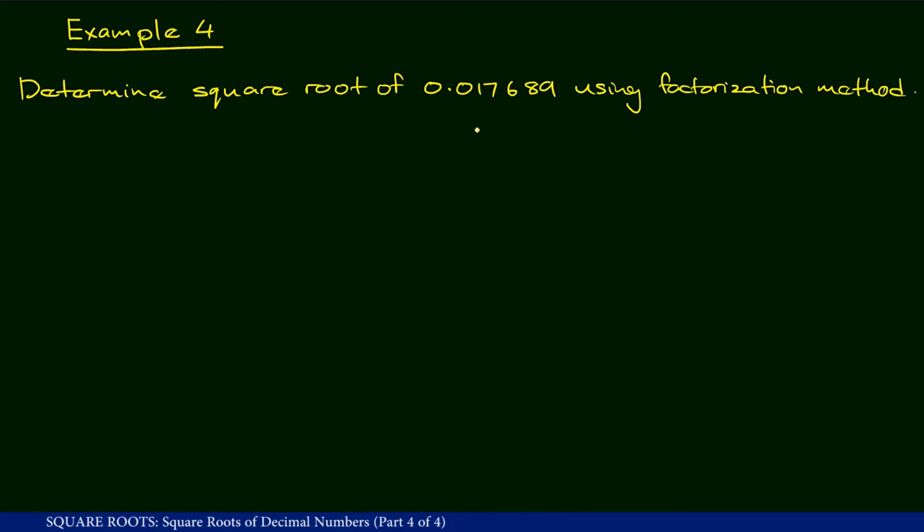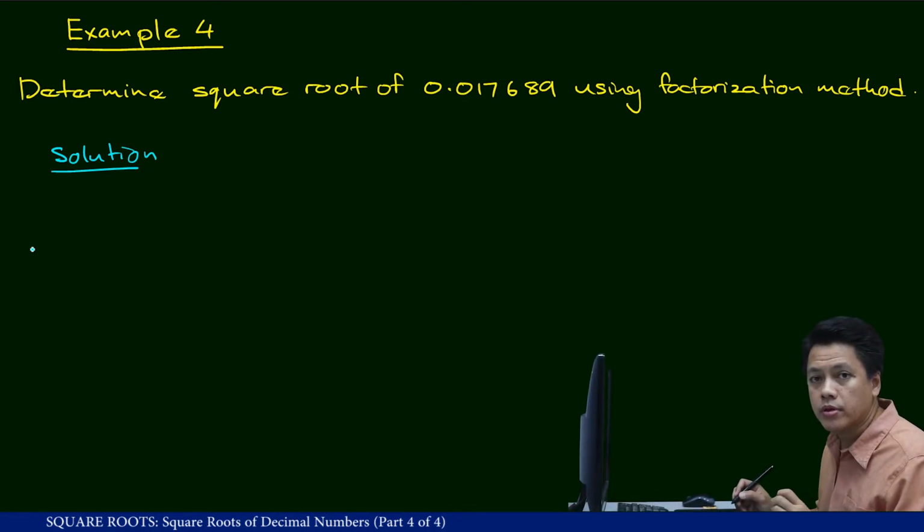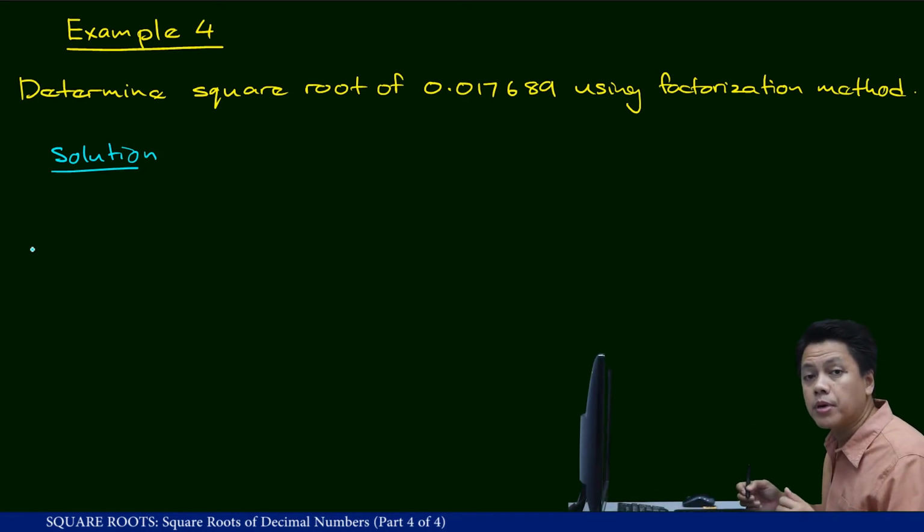Example 4. Determine the square root of 0.017689 using the factorization method. So we will repeat the same process again as in the previous examples, but you will realize one big problem, one challenge that we're going to face.